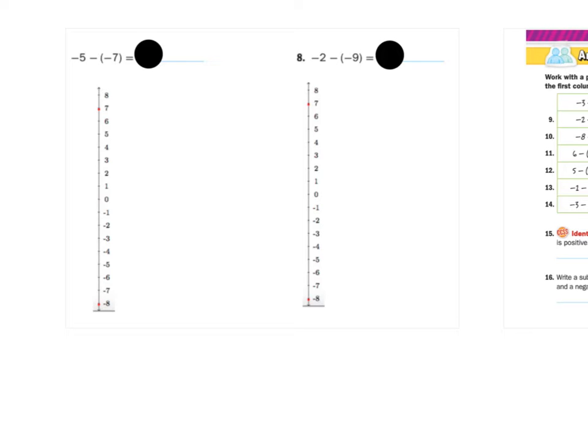Now we have -5 minus -7. Well, that means we're going to start at -5. And if we're taking away cold, because it's a negative, then the temperature's going up. So if we're taking away -7, then we're going to go up 7. 1, 2, 3, 4, 5, 6, 7. So we're going to go up here, and we lined up. We're taking away -7, which means we wind up on +2.